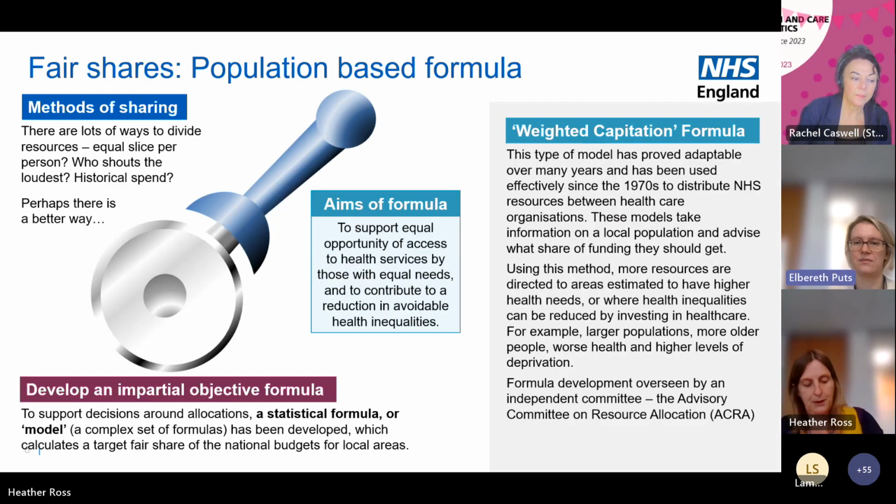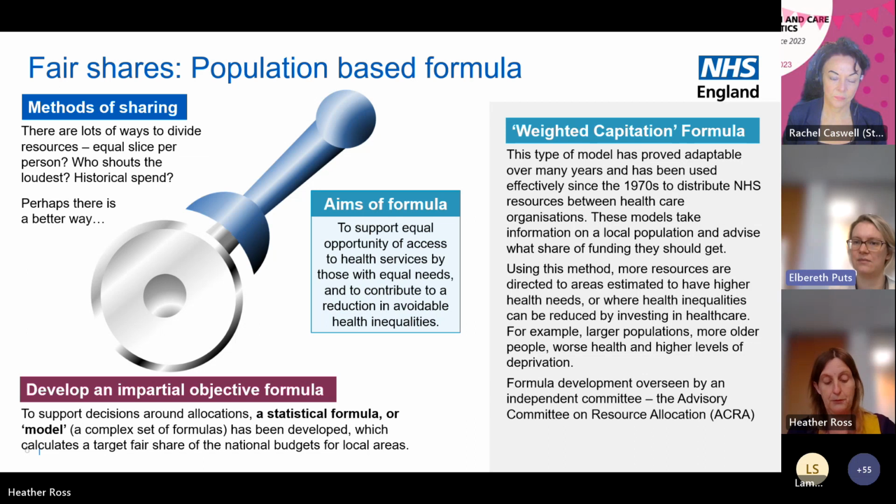The approach we have to take in setting allocations is outlined in the mandate from the DHSC, and it's based on the principle of ensuring equal access for equal needs. That has to be at the heart of the way we allocate budgets. But it also has to be informed by NHS England's duty to have regard to reducing inequalities between patients with respect to their ability to access services and the outcomes that they achieve.